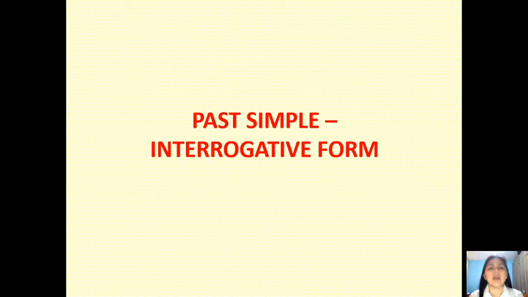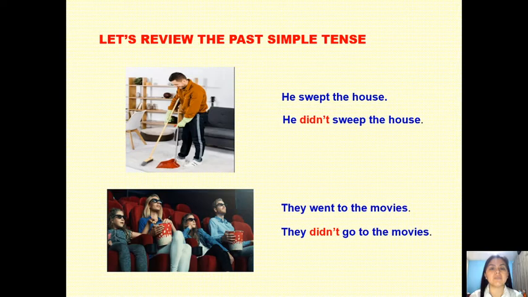Okay, now in this session we are going to work with the past simple interrogative form. Let's review the past simple tense, right? Do you remember that in last classes we already worked with past simple in positive and negative? Let's check. He swept the house. Remember, he swept the house is in past. What is the verb? The verb is swept. And this is a positive sentence. In negative, we say, he didn't sweep the house. Remember that in negative, we use the auxiliary didn't, right?